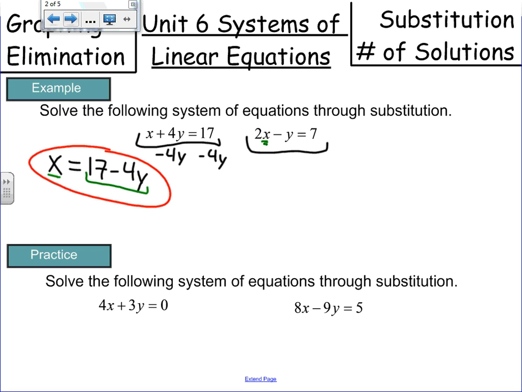Let's give it a try. x is equal to 17 minus 4y. We are going to put that right there. And we're going to use brackets to do it. So it becomes 2 in brackets, 17 minus 4y. And the rest of the equation is still the same. So minus y equals 7.